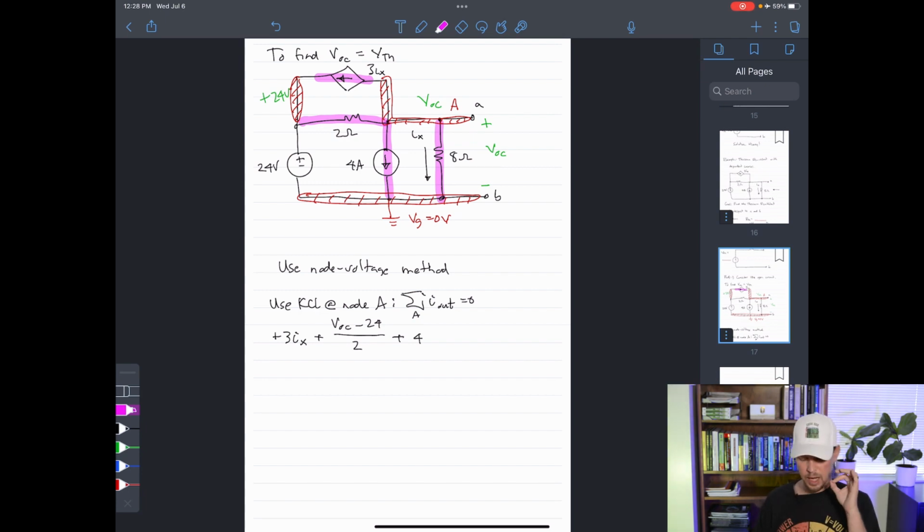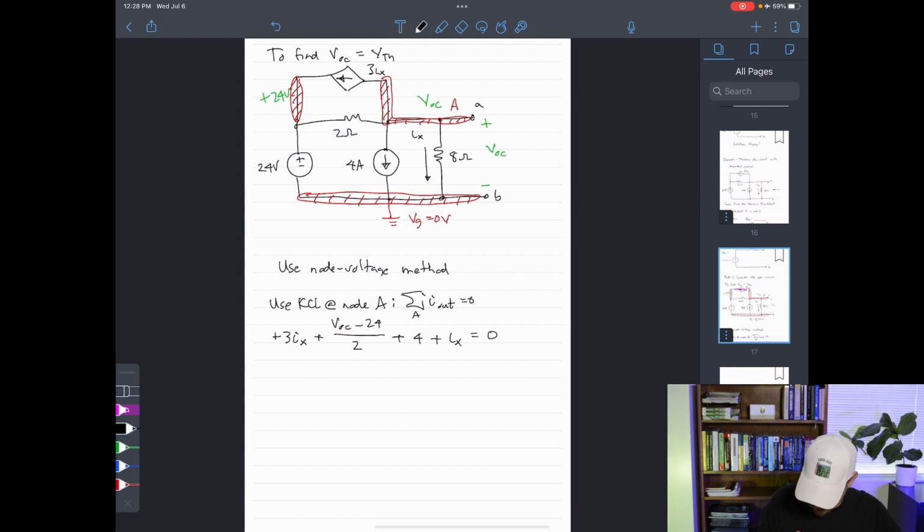Now notice that I can actually use the node voltage VOC to write down what that term is, or I know that that current flowing out of there is Ix. So I'm going to simplify my life and just say plus Ix flowing out of that node. Those are the only components hooked up to node A. Those currents must add up to 0.